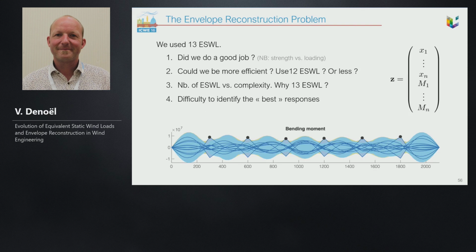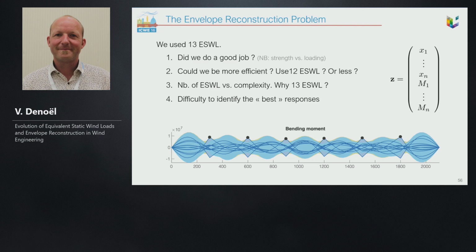Could we be more efficient? That's, of course, a question that is natural to ask. Why did we use 13? Could we use 12 instead? Or maybe 11, maybe 10? Because, of course, the design engineer doesn't want to use too many load cases. Keep in mind, this is a very simple example, but your real-life example, so cooling towers, large roof structures like those we have seen yesterday, are much bigger and would require, definitely, if you use this approach, many more load cases. So we need to try to find a way to reduce it.